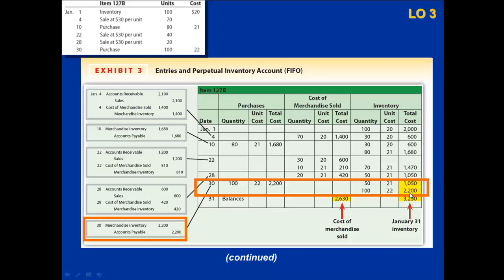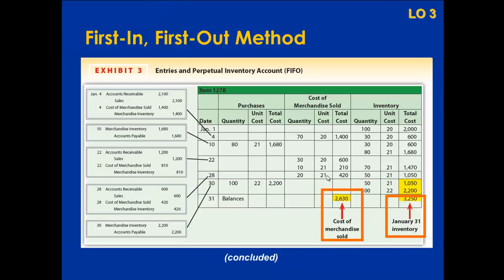$2,200. Okay, see how it's important that we keep these splits, so that when we make a sale, we can identify which units we sold. Do we sell the ones that cost us $20, $21, $22, etc.? It's important that we keep these properly categorized. And then lastly, when we get to the end here, we're able to determine what amounts are cost of goods sold and what amount is our ending inventory.